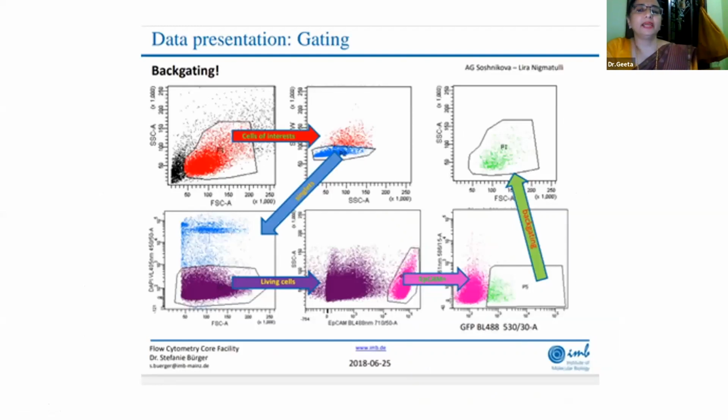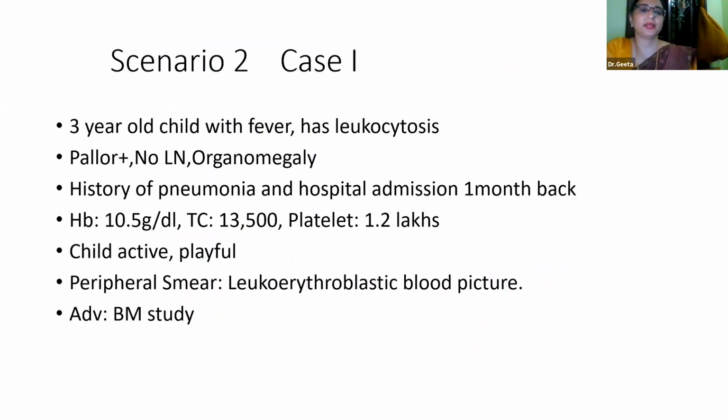Now, a word about backgating. We've seen sequential forward gating. There's also something called backgating, where we can trace the last applied antigen back to the initial scatter or any other plot, which is sometimes helpful.